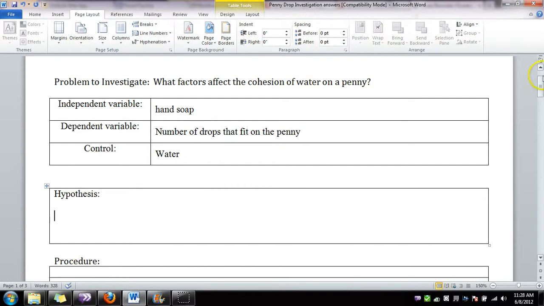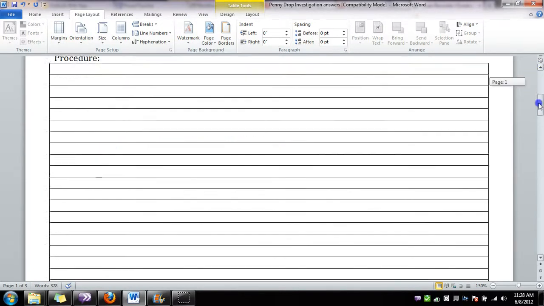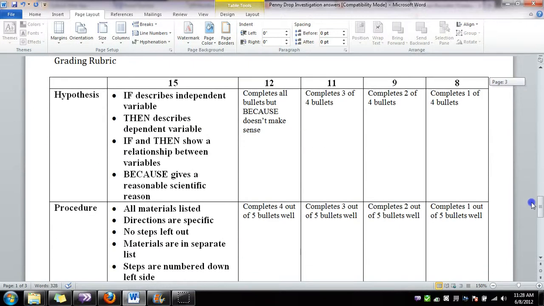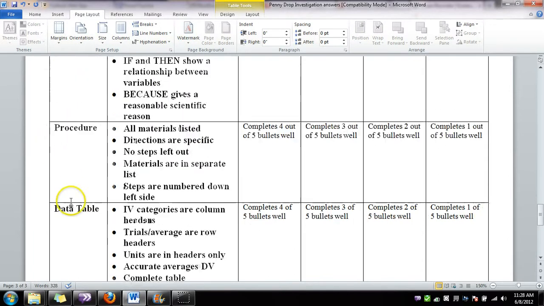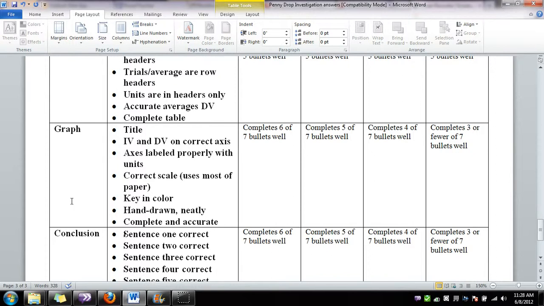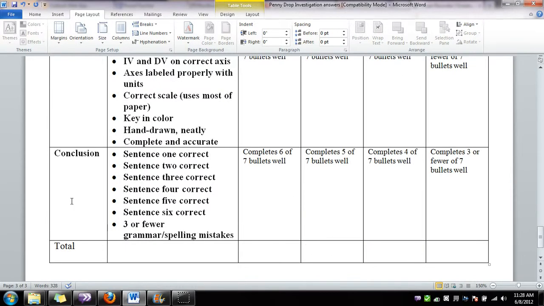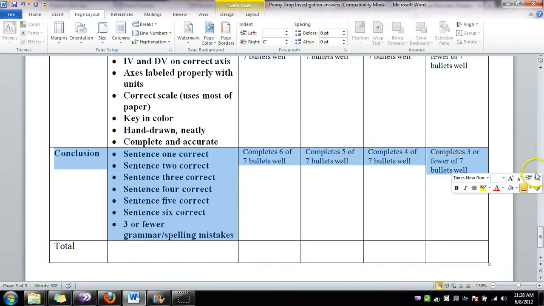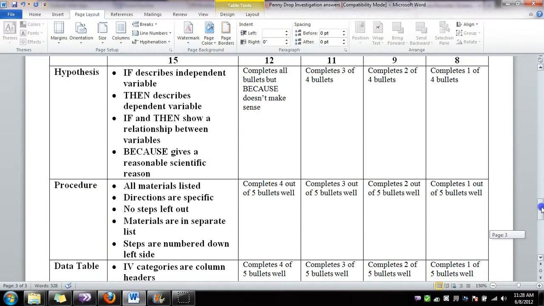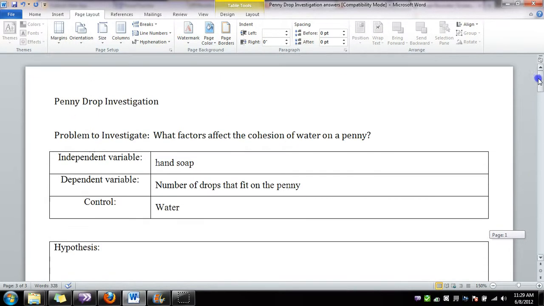Before we go too much further into this, let me point you down to the bottom of the lab. If you scroll all the way down to the last page, you'll see the grading rubric for this lab. Each part of the lab is worth a maximum of 15 points. We have the hypothesis, the procedure, the data table, and the graph. You see there is one more category called the conclusion, but we're going to save this part for the next assignment associated with this lab. So what you need to turn in on your worksheet would be these first 4 things: the hypothesis, the procedure, the data table, and your graph.